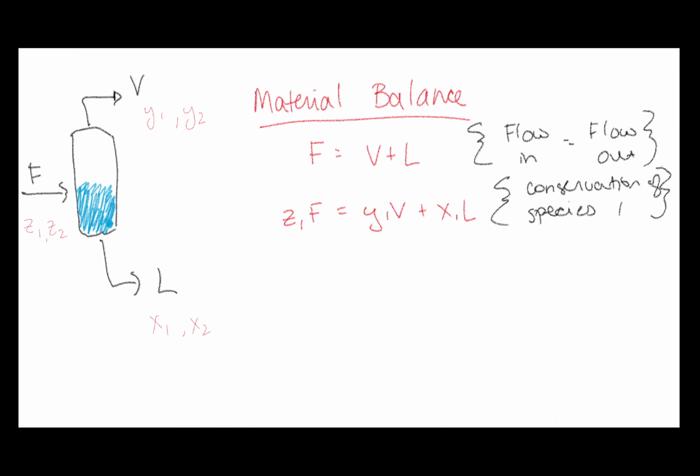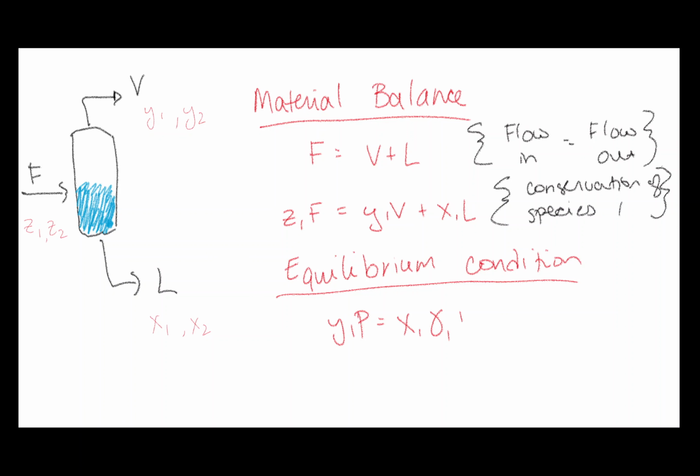So again, just to recap, we have a material balance, which basically tells us the flow in equals flow out, either of the total number of moles going in, the total flow rate, or of any given species. And we have an equilibrium condition that is given by modified Raoult's law, or y_i P equals x_i gamma_i P_i^sat, or in this case, species 1. I've written this all.